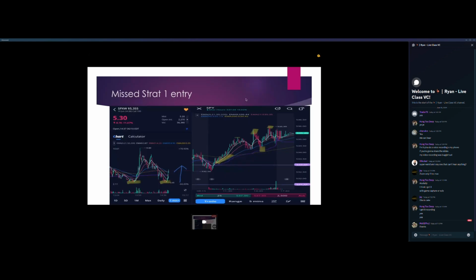Now let's go over a missed strat 1 entry. So this is a trade that I missed. I think I mentioned that I missed it. So you guys can see, we're looking at strat 1 here. We're not entering here because we don't know where the low is, right? We're waiting for the low to be reached. Here's the reversal. We move up.